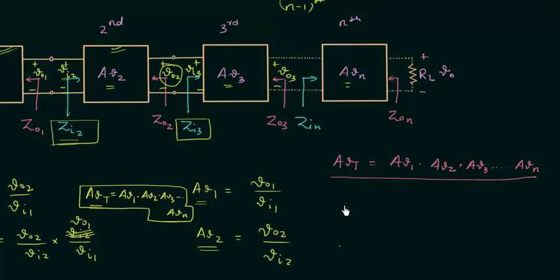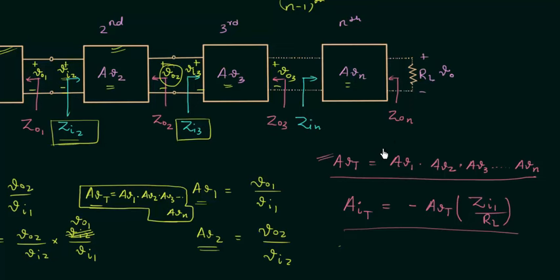Now we will talk about current gain. Current gain is very easy to calculate. The total current gain is equal to minus AVT, the total voltage gain, multiplied by ZI1, the input impedance of the first amplifier, divided by the load resistance. So using this formula, you can easily calculate the total current gain. The formulas are very easy and you can easily derive them.